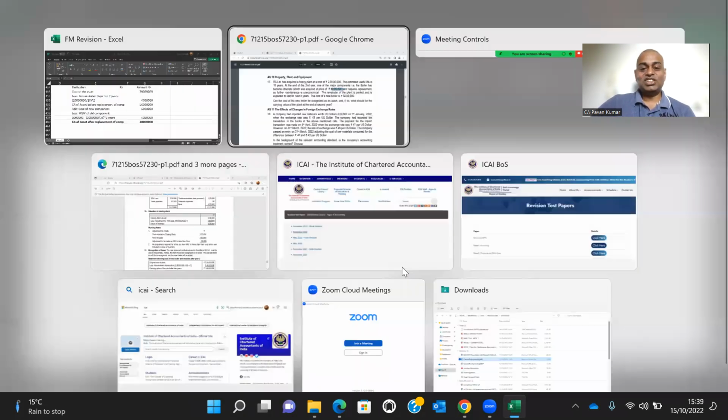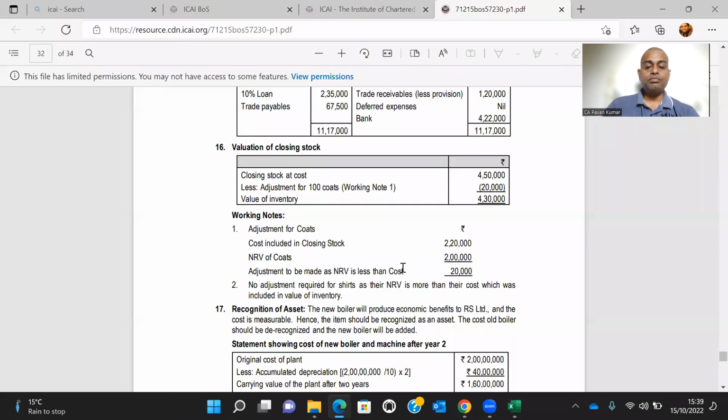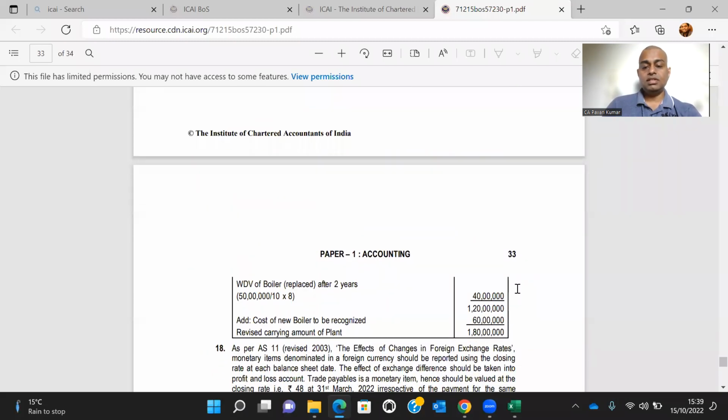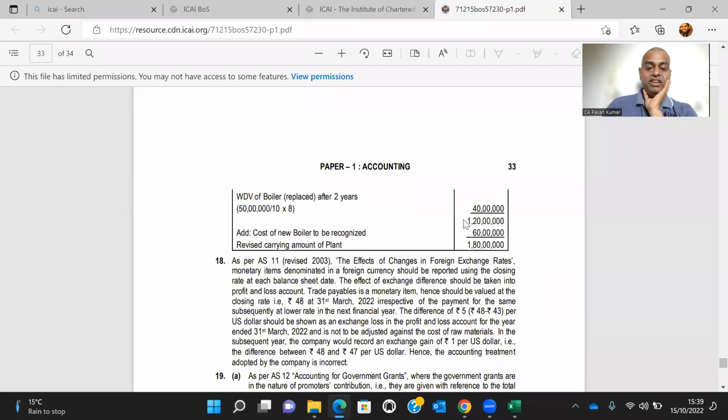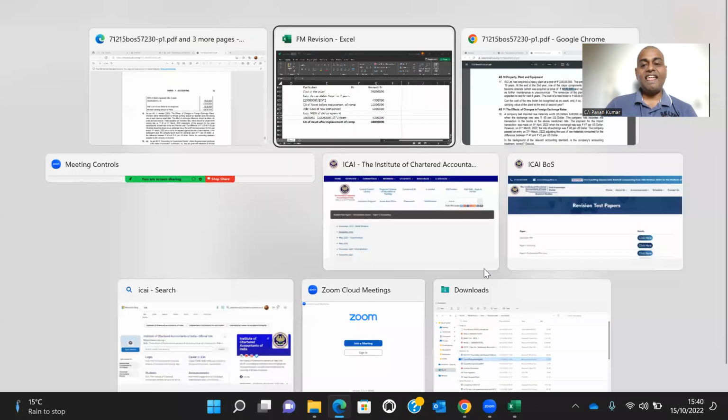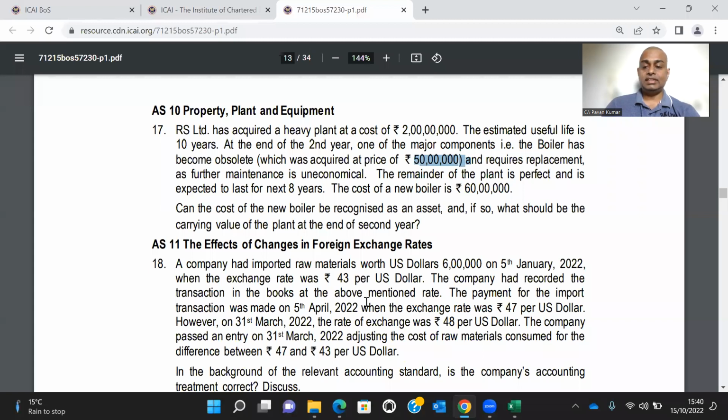Correct. So, shall we check the answer? Shall we check the answer? Oh my God. Did we get correct answer? Yes, Pavan sir. Okay. So, can we go to next question, please?